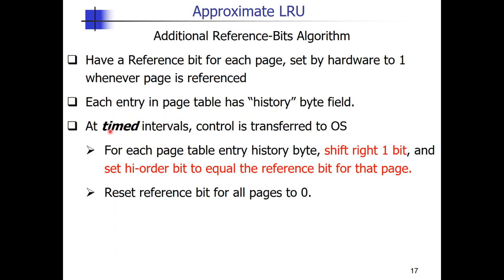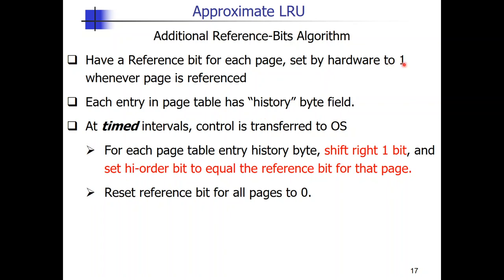At timed intervals, usually about every 100 milliseconds, we are going to transfer the control to the operating system so that it updates the 8 bits in the history field based on the reference bits. Let's see how this works. For each page table entry, the history byte is shifted right by 1 bit, and when we shift things to the right, we open up the most significant bit slot. So we set that high order bit, or the most significant bit, equal to the reference bit for that page. The reference bit could be a 1 or a 0. It will be a 1 if it has been referenced recently, and a 0 if it has not been referenced in a while. We set that reference bit as the most significant bit of the history field, and by doing this, we are monitoring the least recently used aspect of a particular page. We will see that in an example in just a bit.